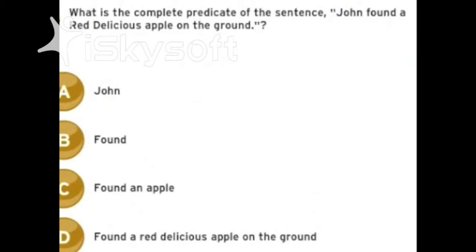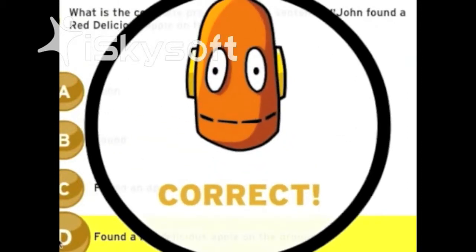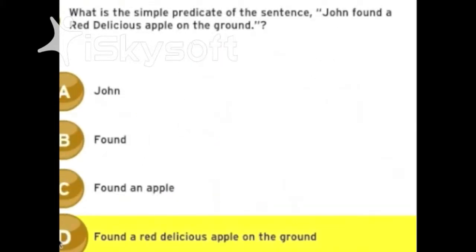Number 5, what is the complete predicate of the sentence, "John found a red delicious apple on the ground"? Now remember, this isn't the simple predicate, this is the complete predicate of the sentence. Write your answer. A, John. B, found. C, found an apple. D, found a red delicious apple on the ground. The answer is D, found a red delicious apple on the ground.